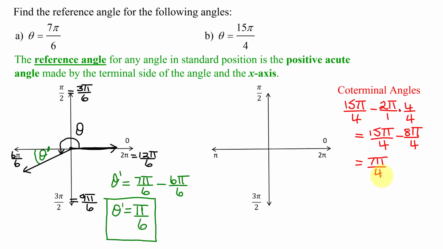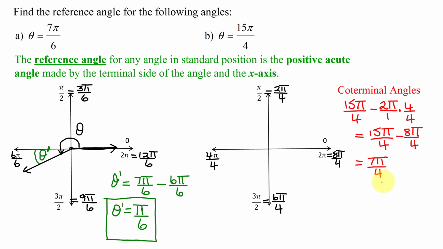And to figure out in which quadrant it lies, if you don't know, you do exactly the same as we did here, except we turn all our denominators into fourths. So I'm going to have to multiply this by 2 over 2, so I get 2 pi over 4. Pi is just 4 pi over 4. 3 pi over 2 is 3 times 2, 6 pi over 4. And 2 pi is 8 pi over 4.